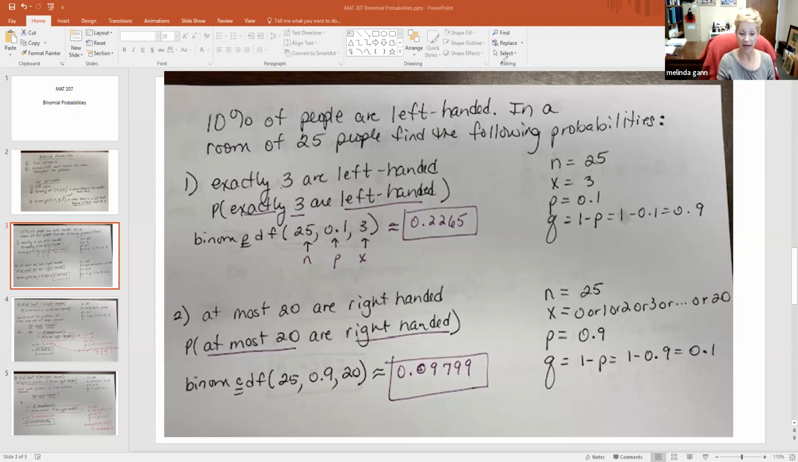And P is the category. It's got nothing to do with the 0. P is your chance of being left-handed, which remember was 10% or 0.10. And then Q is 1 minus that 0.1, so I get 0.9.